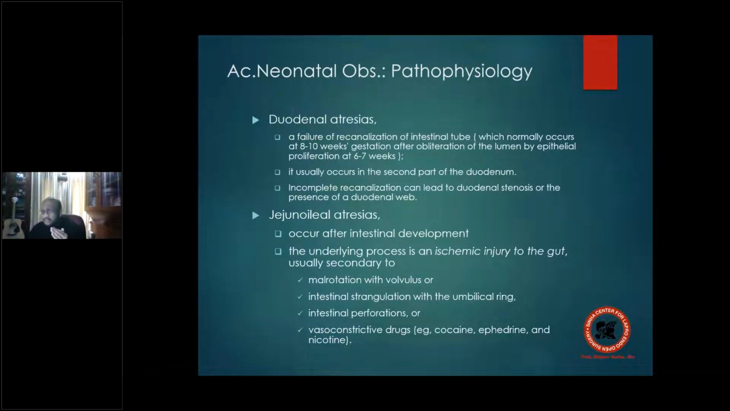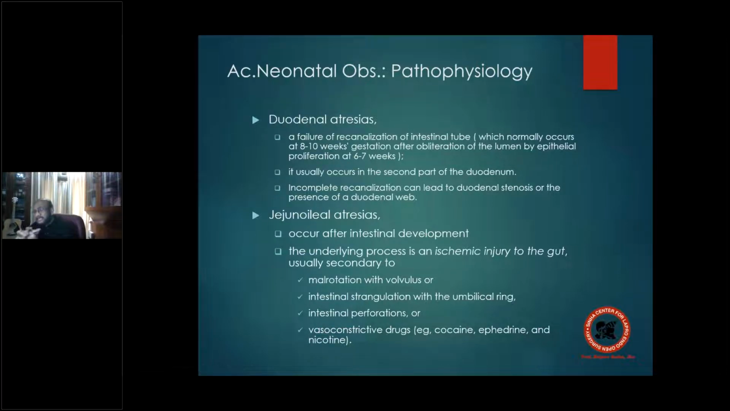Okay. Now let's look at the pathophysiology of jejunal atresia. What is different? This basically occurs after normal intestinal development, which means what? The lumen was there, epithelial proliferation obliterated the lumen, then recanalization was complete, no problem. So then what is jejunal atresia all about? It is basically about an ischemic injury to the gut. Why should an ischemic injury occur in a fetus? Usually secondary to malrotation with volvulus, intestinal strangulation at the umbilical ring, intestinal perforation, or if vasoconstrictive drugs have been used in the mother.